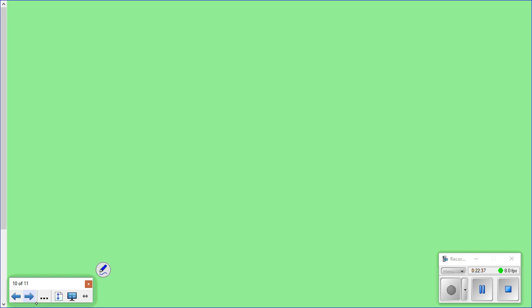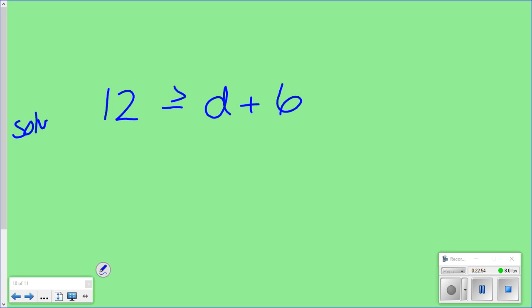I want you to do one more. Here it is. Let's do 12 is greater than or equal to d plus 6. I want you to solve, and I want you to graph. Because these are the types of problems people get mixed up on, when the variable is on the opposite side. And I'll show you why.